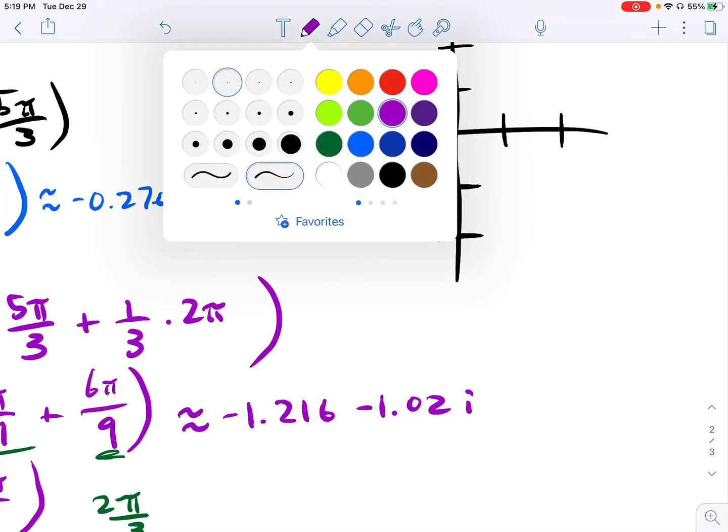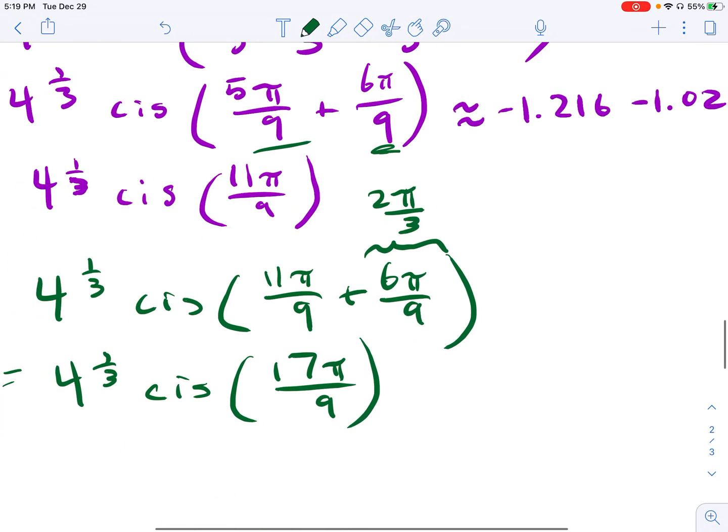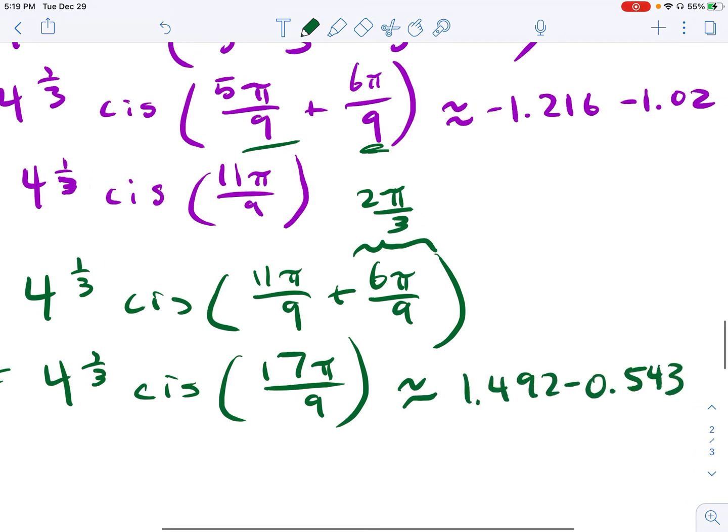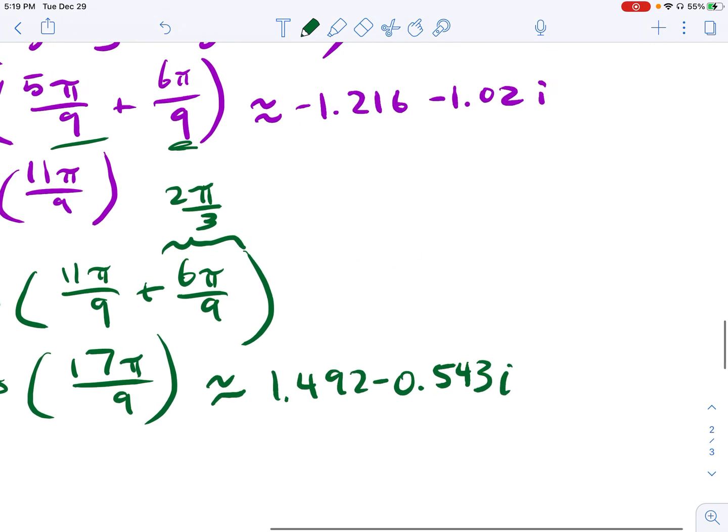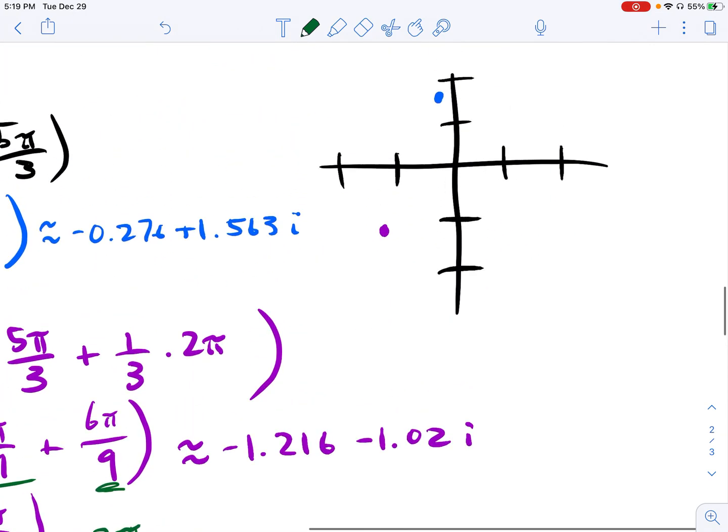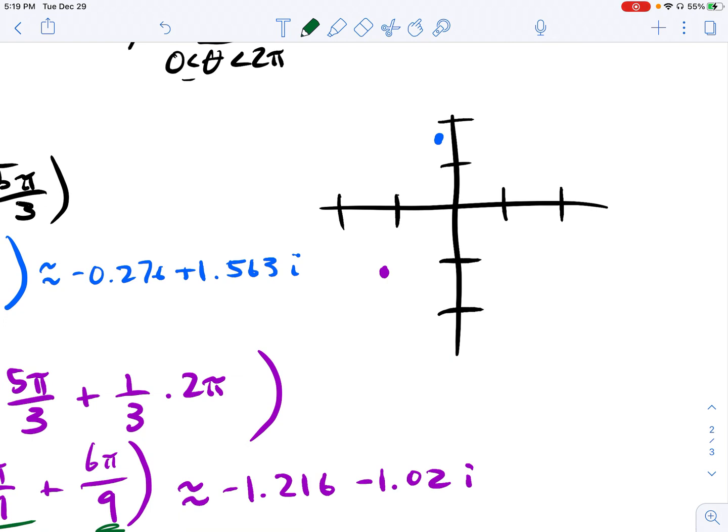And let's do the final one, which was in green. This one right over here approximately turns out to be 1.492 minus 0.543i. And if I graph that complex number, positive 1.492, negative 0.543, right around there, these are our complex roots. And what do you notice about them? Geometrically, they form a triangle, which is very cool.